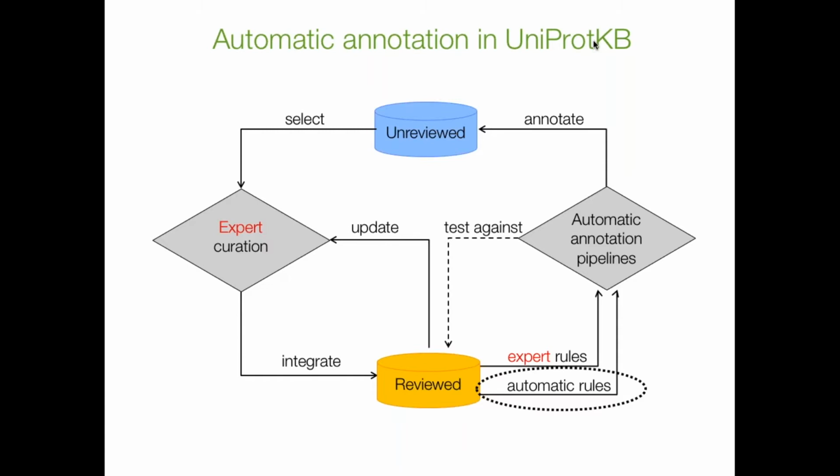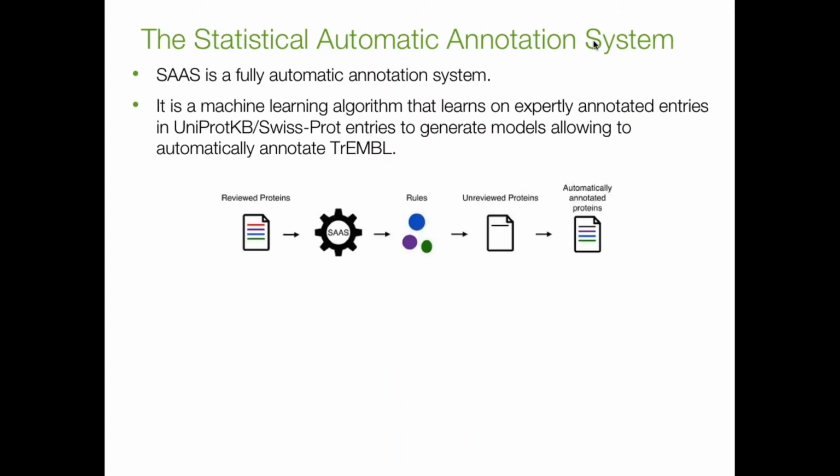So, as Clement said, I'm going to talk about SAAS, which is our fully automatic annotation system at UniProt. SAAS stands for Statistical Automatic Annotation System, and it is a machine learning algorithm that is using the expertly curated entries from TrEMBL to learn and generate models in the form of rules, which are then applied to the unreviewed proteins in TrEMBL to generate automatically annotated proteins.